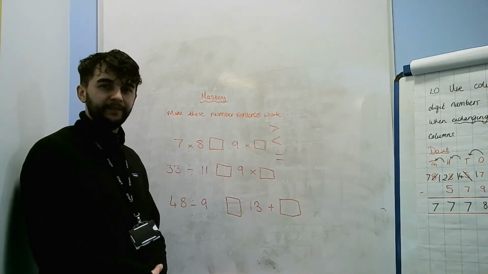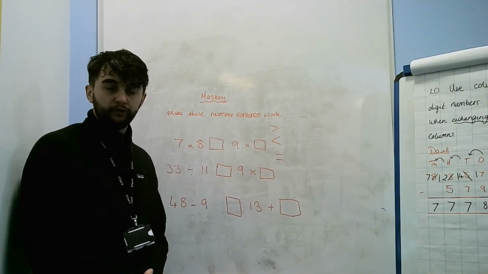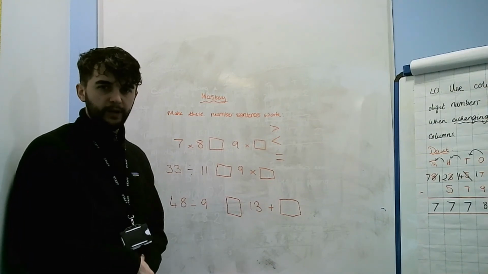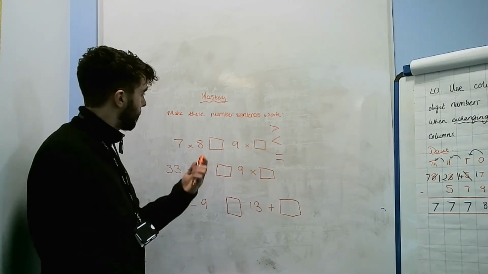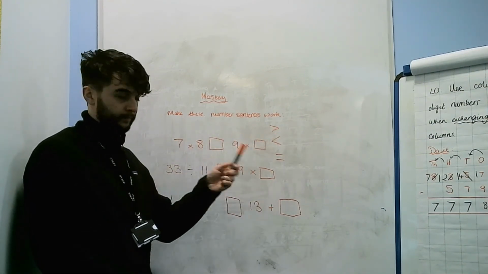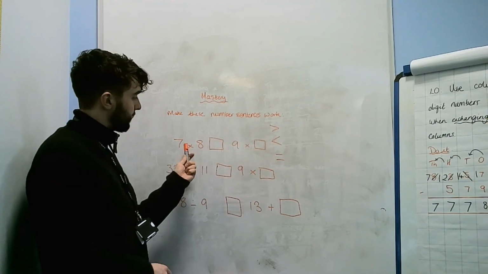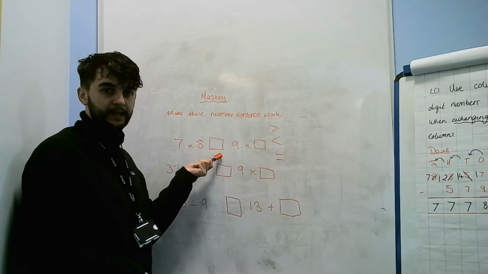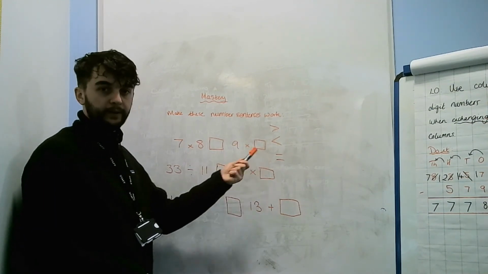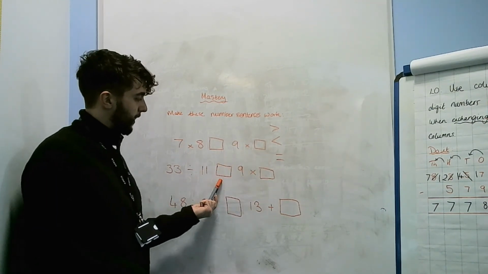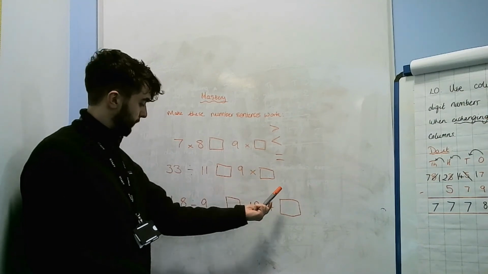Okay, finally then for mastery, I've given you quite a cruel couple of questions here, but it's quite easy once you've sat down and thought about it. So it says make these number sentences work. And you can use the greater than, less than or equal to sign. 7 times 8 is something greater than, less than or equal to 9 times something. 33 divided by 11, greater than, less than, equal to 9 times something.